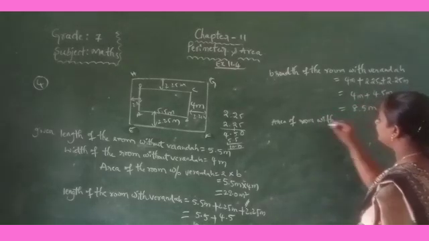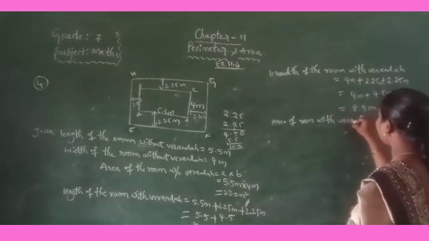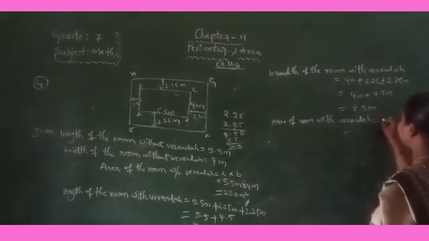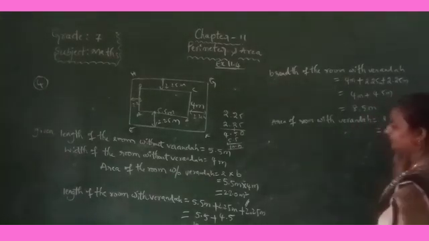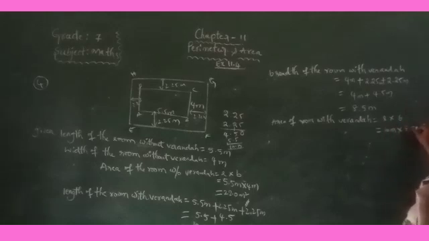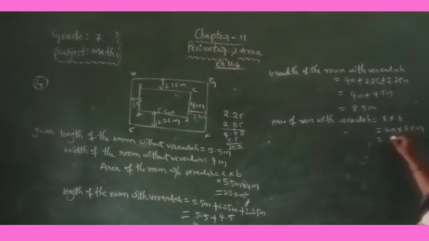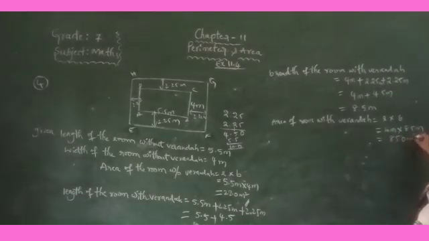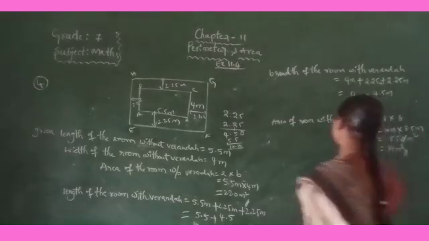Now we have to find the area of the room with veranda. That is length into breadth. Length is 10 meters, breadth is 8.5 meters. Now multiply 85 into 10, and with the decimal point, the area of the room with veranda is 85 meter square. Very good.